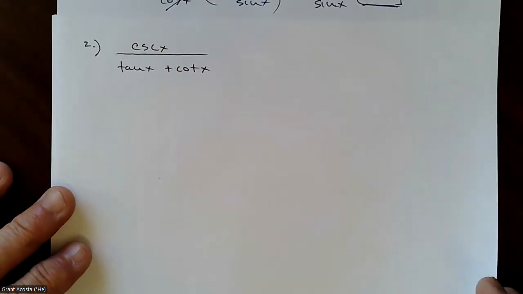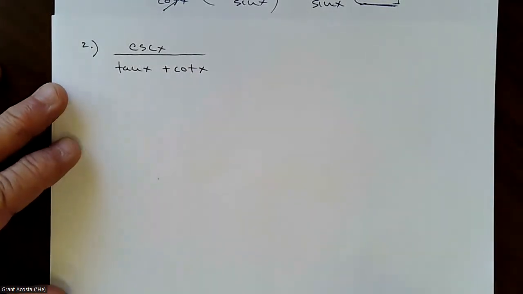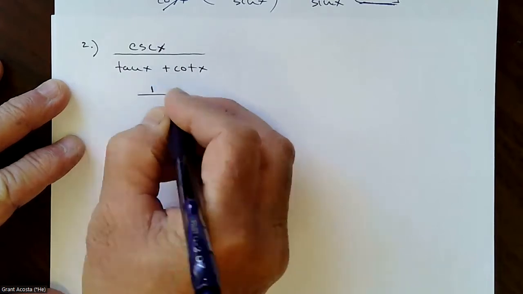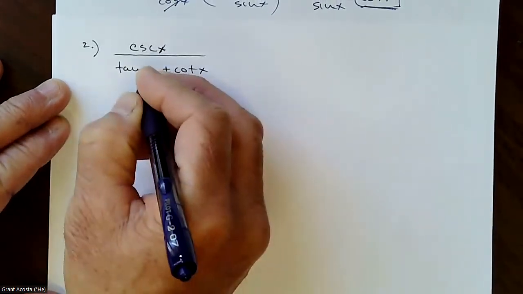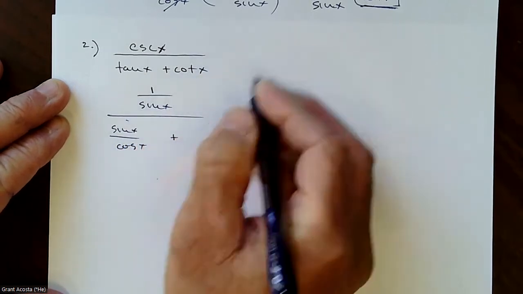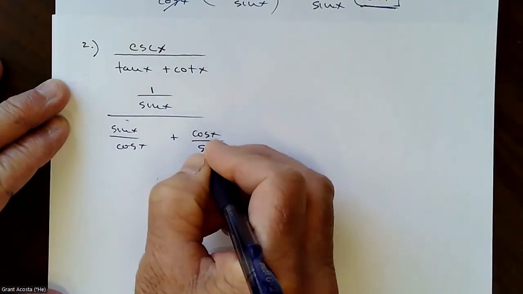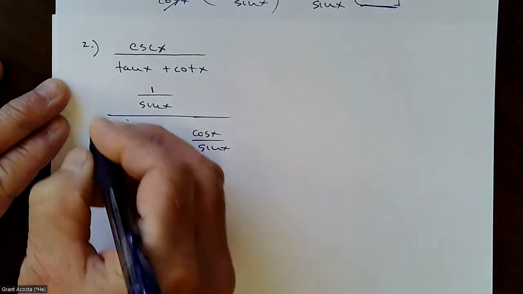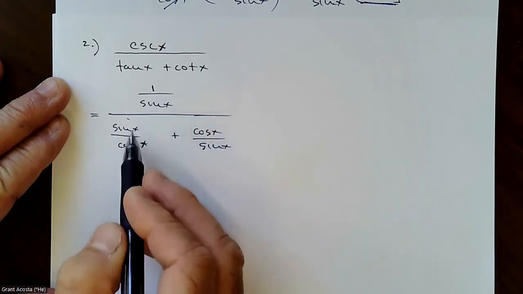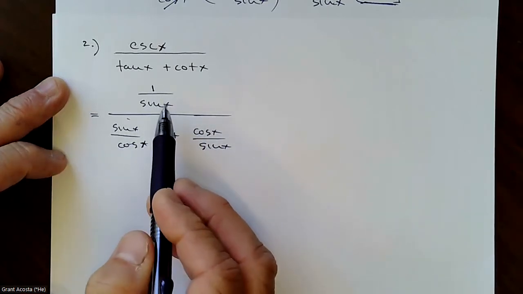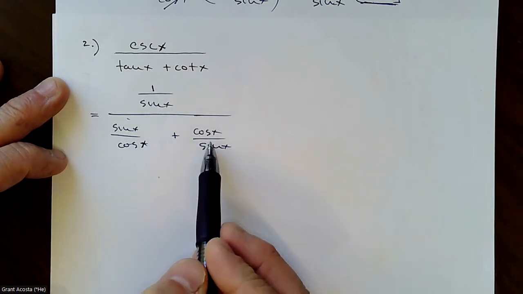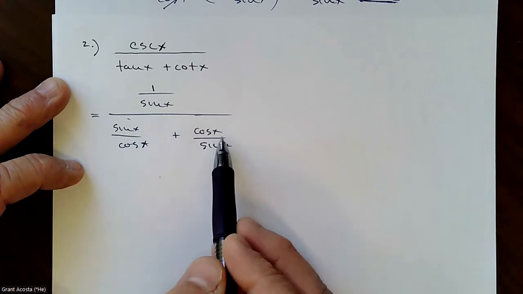Cosecant of x over tangent x plus cotangent of x. I'm going to take my strategy again of writing everybody in terms of sines and cosines. Cosecant is 1 over sine of x. Tangent of x is sine x over cosine x. And cotangent we just saw is cosine x over sine x. Now, I'm seeing fractions and I'm seeing a division sign, but remember, you can only flip and multiply when you're dividing one fraction by one fraction. Here I have two fractions, so I can't flip and multiply yet.